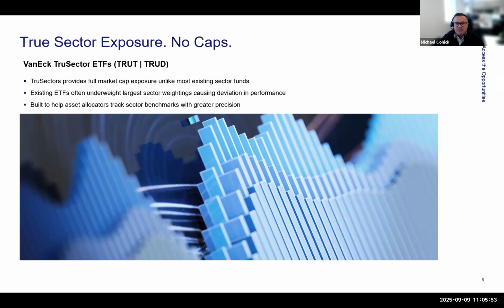You've heard about the run of the Mag 7. The market caps have gotten so big, the traditional indexes that a lot of ETFs track just can't provide that exposure. So why is this? It's because most of the ETFs underweight their largest companies due to regulatory caps. These caps create a mismatch between the benchmarks that a lot of asset allocators follow and wish to align themselves with, and the actual exposures that the investors are experiencing. We really believe TruSectors solve this problem by delivering full market cap exposure so allocators can align their portfolios with sectors more precisely.